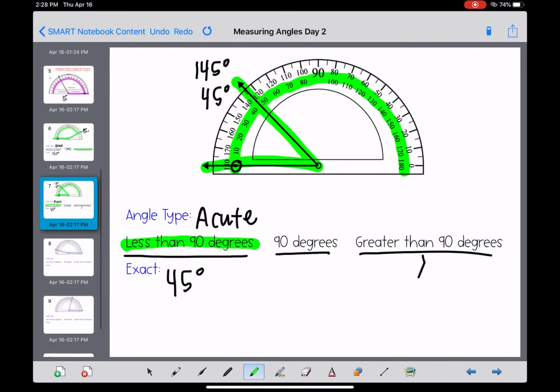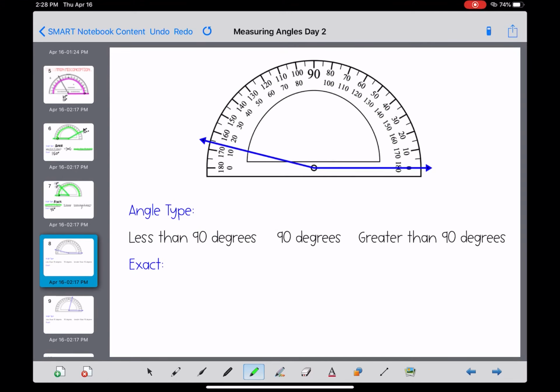Okay, we have two more examples we're going to talk through. So I want you to pause the video and think through what type of angle it is, what my estimate is, and what the exact measure is. And once you are done, unpause it and see if you got it correct.